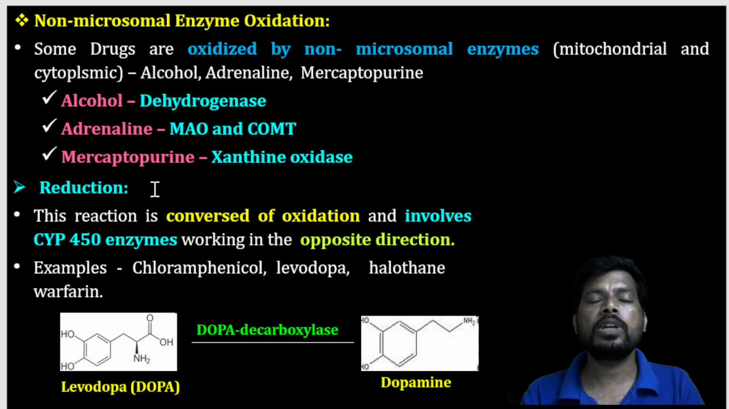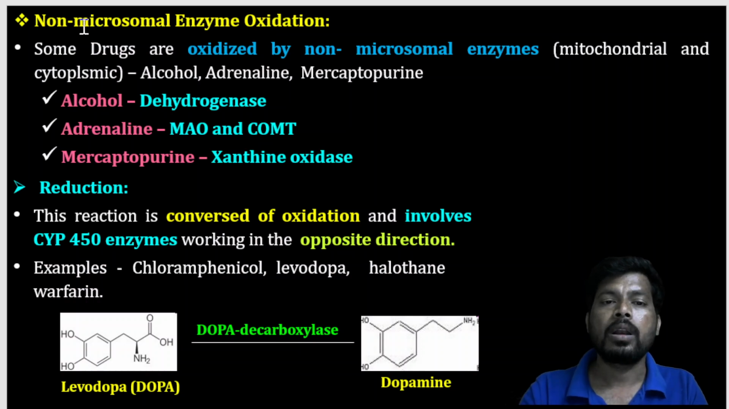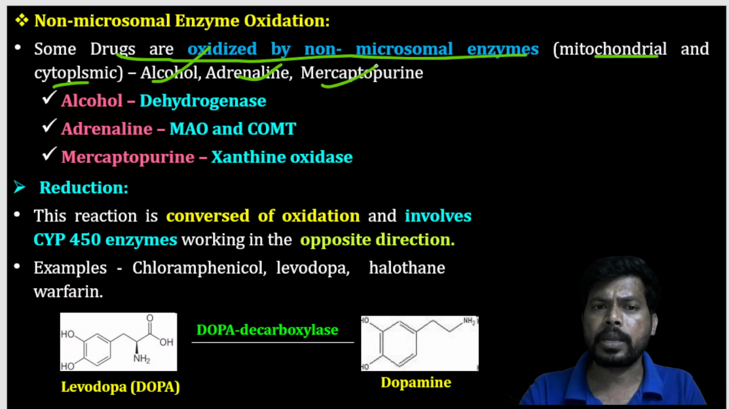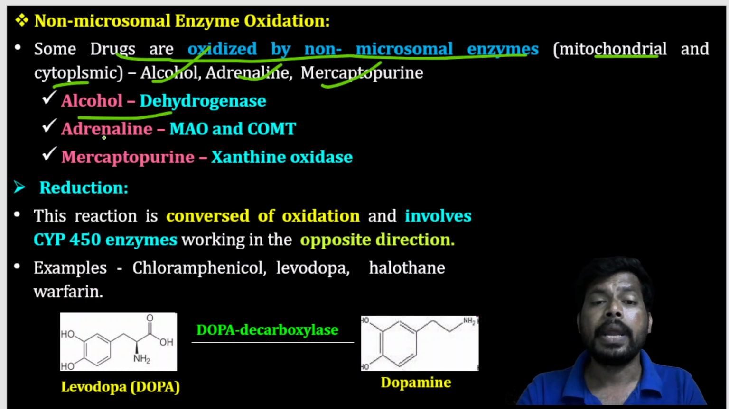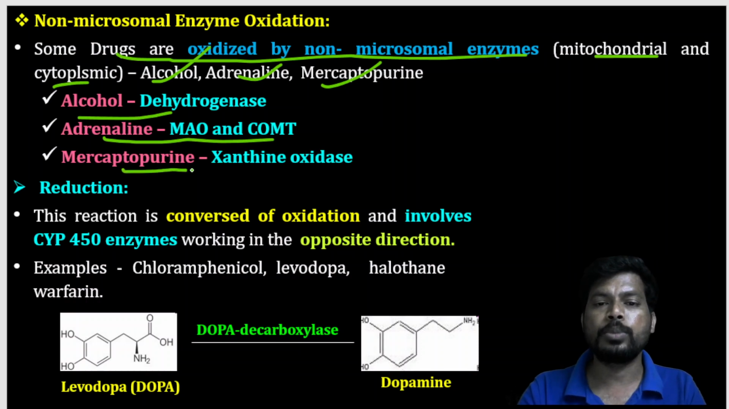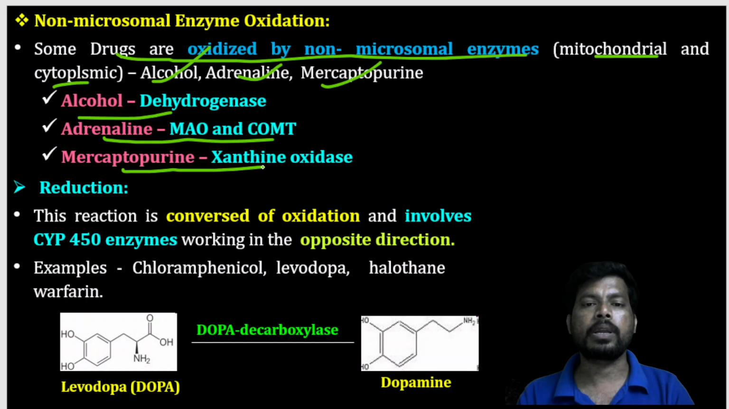Next, before that we discussed microsomal enzyme oxidation. Now it is non-microsomal enzyme oxidation. Some drugs are oxidized by non-microsomal enzymes, that is mitochondrial and cytoplasmic. Examples like alcohol, adrenaline, mercaptopurine. So alcohol is metabolized by alcohol dehydrogenase, adrenaline is metabolized by monoamine oxidase and COMT, catechol O-methyl transferase, and mercaptopurine is metabolized by xanthine oxidase.